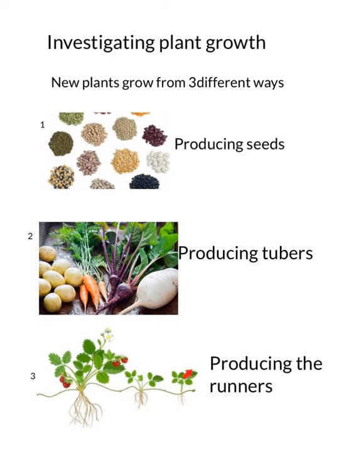The third is by producing runners. The parent plant will produce small branches which will produce roots and plant themselves into the soil. These are called runners, which produce the baby plant or new plant, which again keeps on growing to produce new plants. These are the three different ways how new plants are grown. We will now first see how seeds produce new plants.